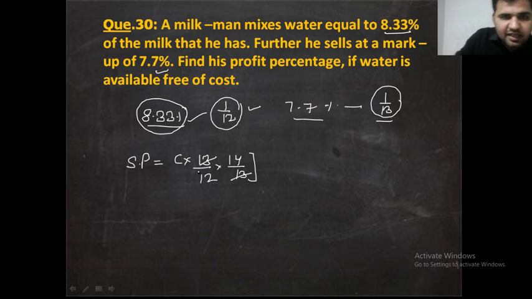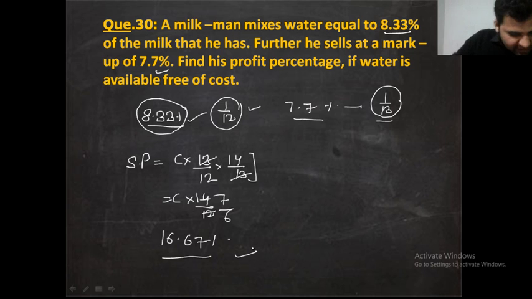Now 13 and 13 will get cancelled out, and the selling price would be cost into 14/12, and that is 7/6. So it would be 16.67%. Okay, so 16.67 is the right answer.